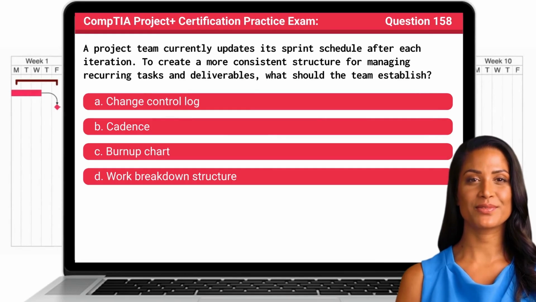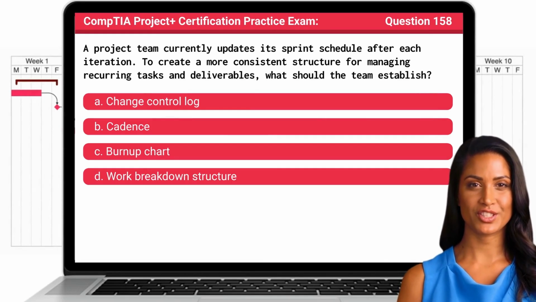Question 158. A project team currently updates its sprint schedule after each iteration. To create a more consistent structure for managing recurring tasks and deliverables, what should the team establish?